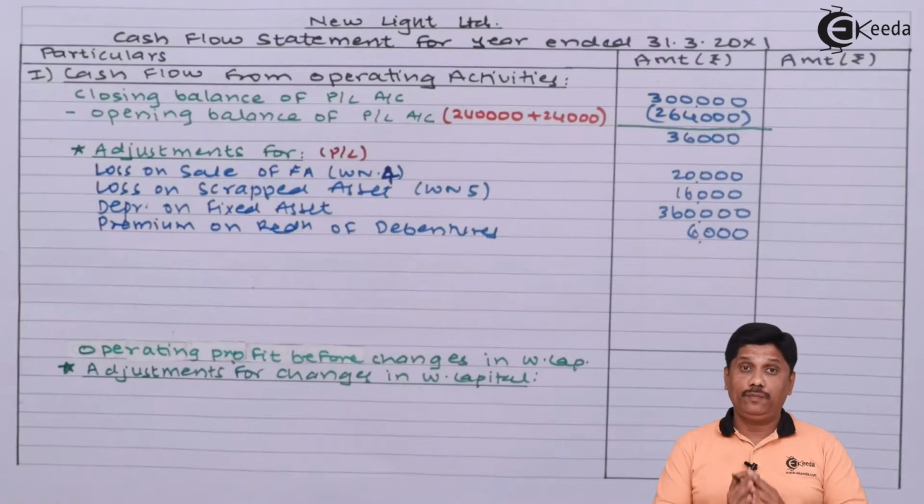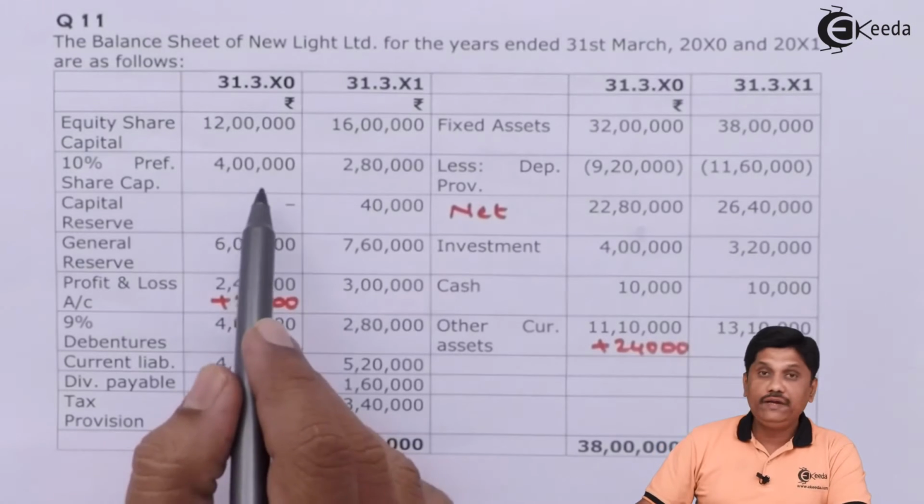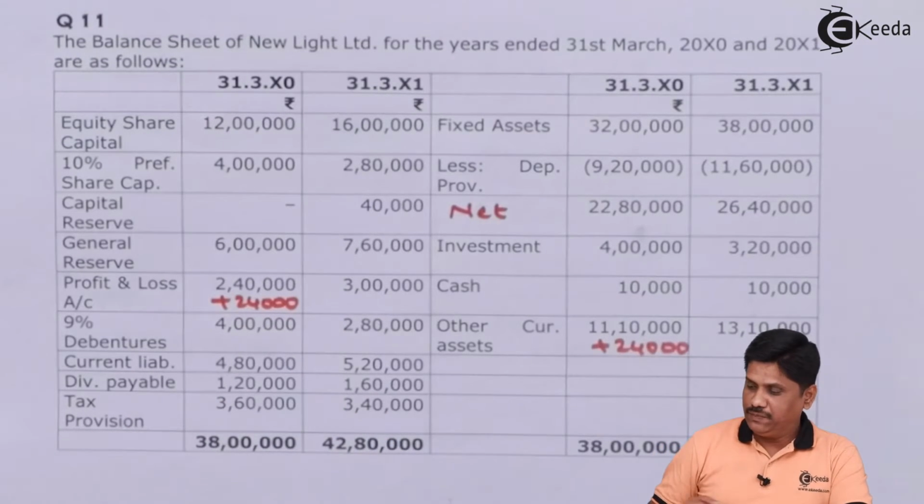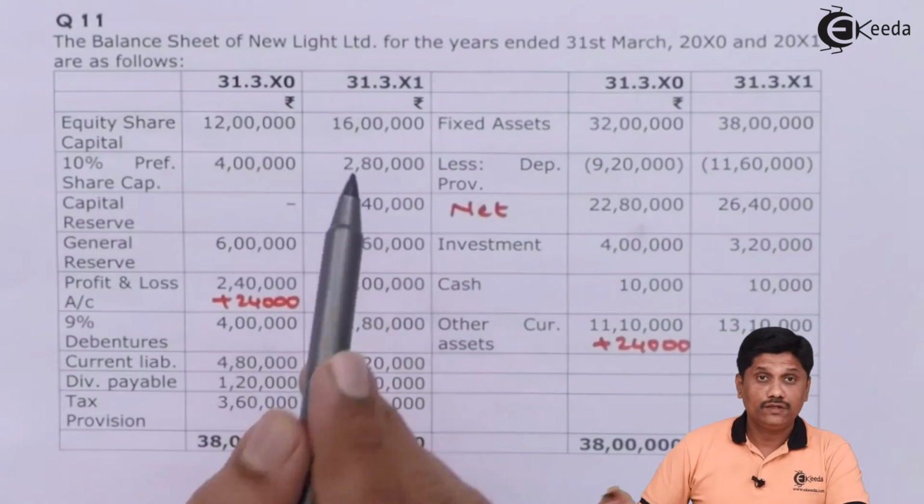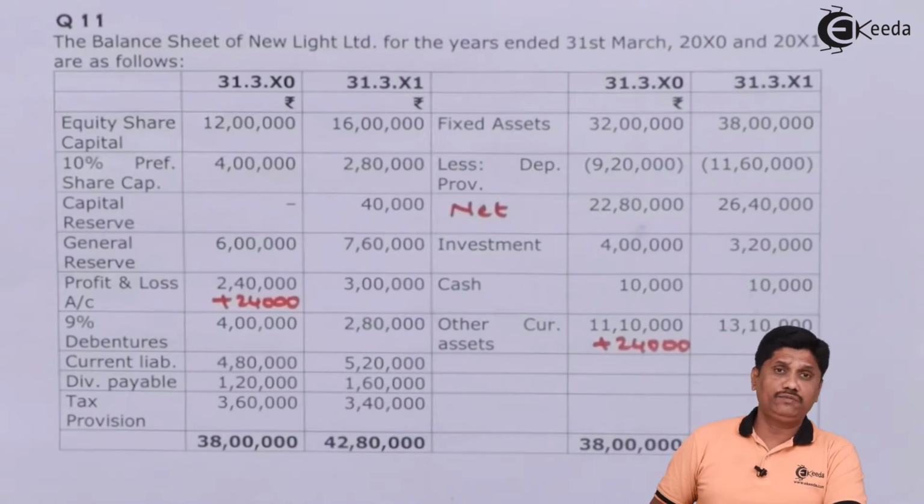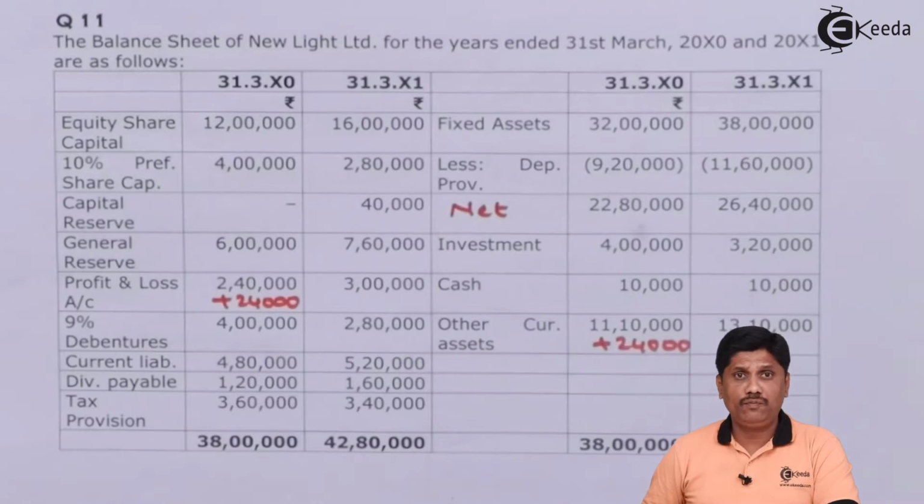Similar happened with your preference shares. You have redeemed your preference shares also at 5% premium. See the amount by which it is reduced. It is also 1,20,000. So similar effect, same as your redemption of debenture will be given for redemption of preference shares.